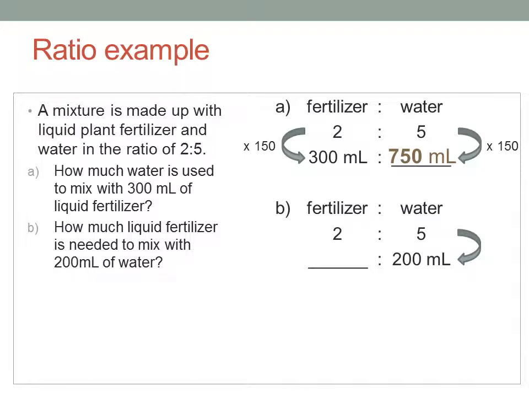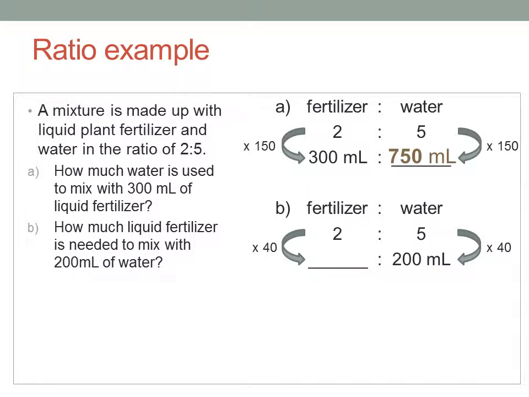Well, what do I do with 5 to get 200? What do I multiply 5 by to get 200? If it's a bit hard to work out, here's what to do. Divide the new amount, the one you want, by the old. That'll give you the fraction that will transform the old into the new. 200 divided by 5 is 40, so 5 times 40 is 200. See how that works?